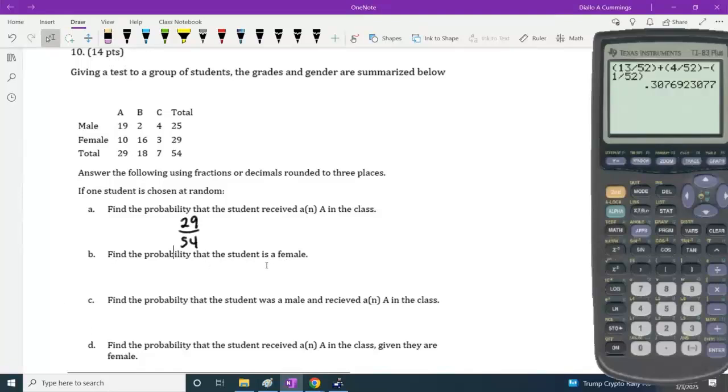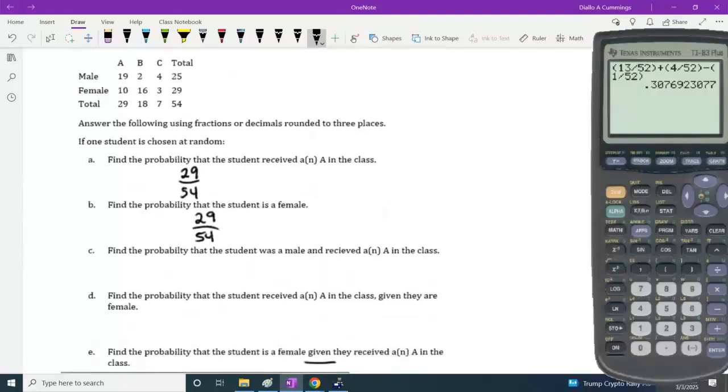B says find the probability that the student is female. Since I don't see the word given, my denominator is going to be the total, which is 54. Out of those 54 students, how many are female? Well, if I look at my total for females, there are 29 females. All right. So that should be 29 out of 54.